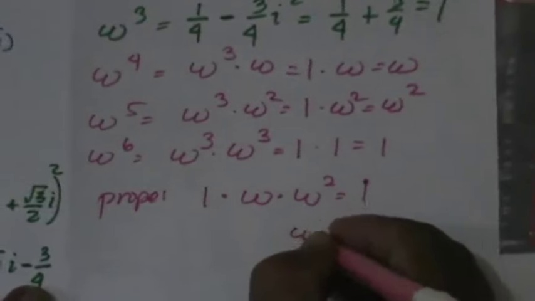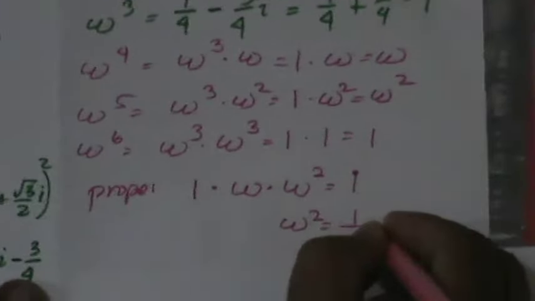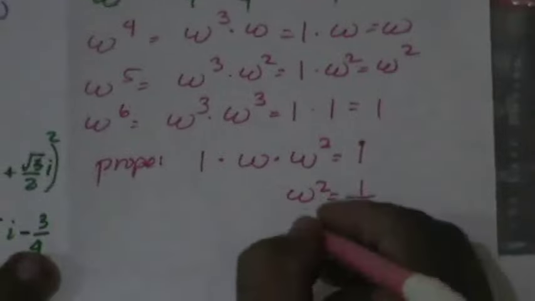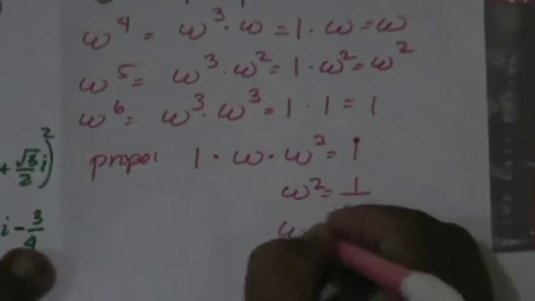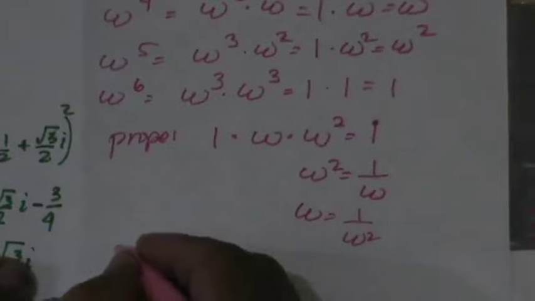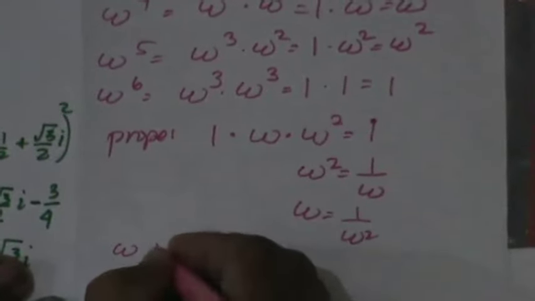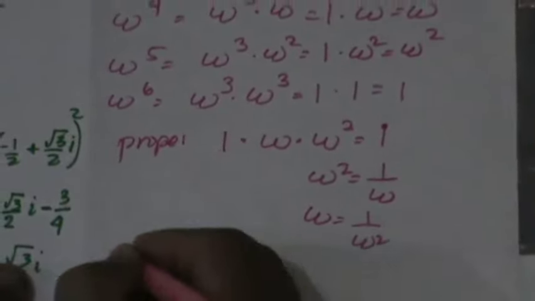And by looking into this, we can say that omega squared is equal to 1 over omega, or omega is equal to 1 over omega squared, which is a very, very wonderful phenomenon. Now, what about if I add, for example, omega plus omega squared plus 1?